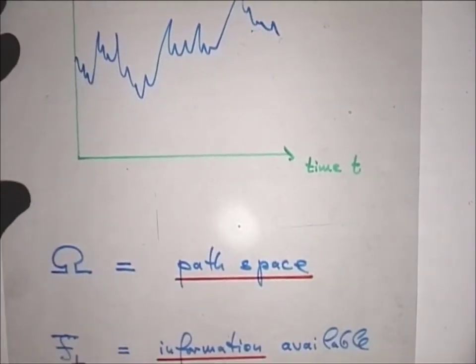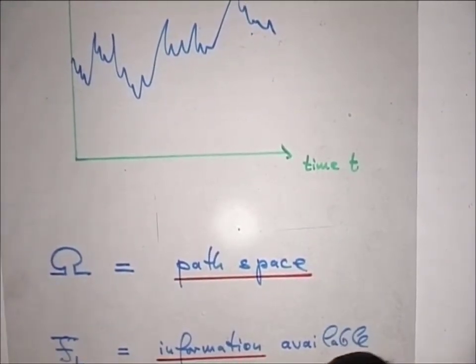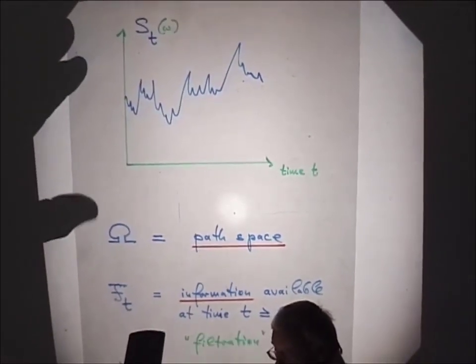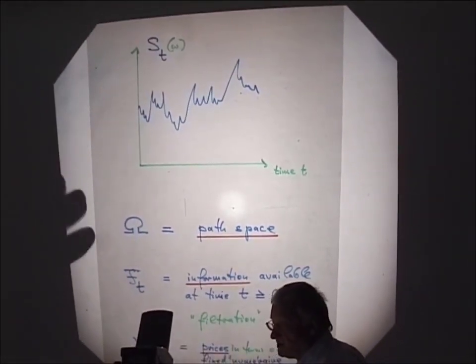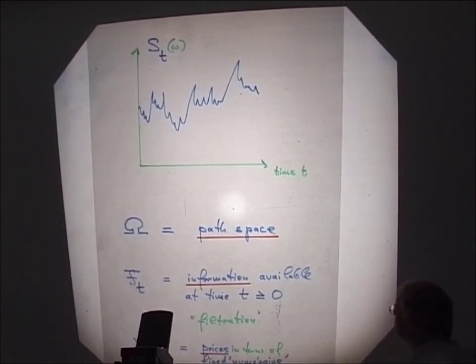Now, they use models. I'll show you a typical model. So we have pictures like this, here for a single stock. The set of scenarios is a path space. We have information available up to time t. This is described by the sigma algebra of events on that basic set of scenarios.